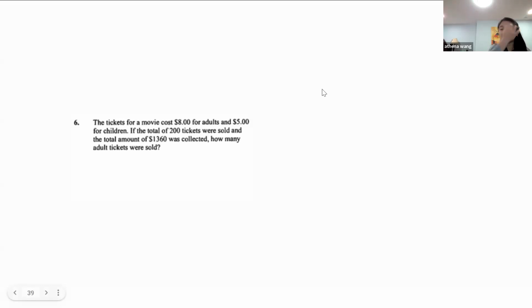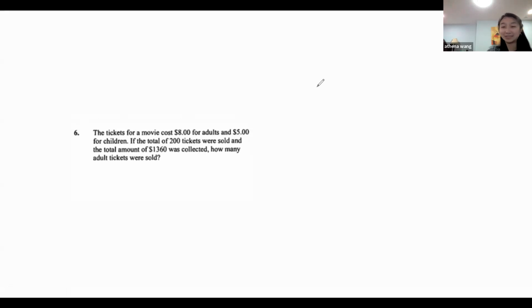Okay, so I will still model it out and I can help calculate it, and we can use my subtraction method because I like using my subtraction method rather than substitution. Okay, so we boil it down again. So the tickets cost $8 for adults and $5 for children. That's the main point. Okay, and then we know that there was a total of 200 tickets sold and the total amount was 1,360. So we need to find out the number of adult tickets sold.